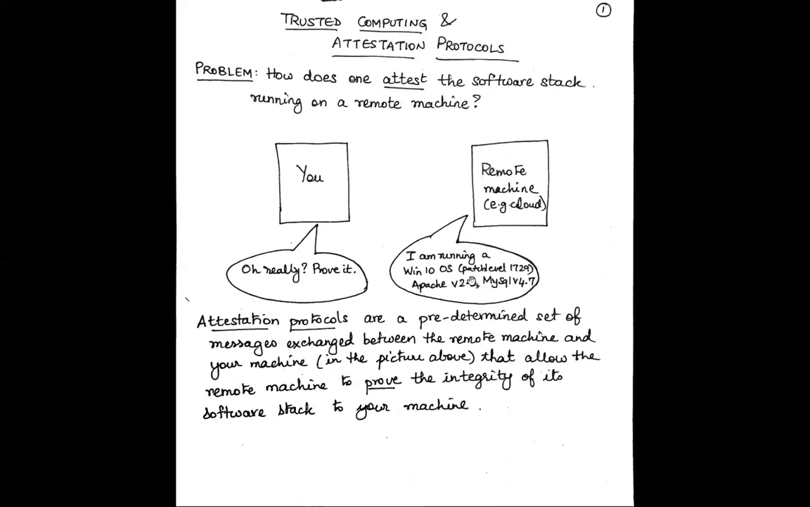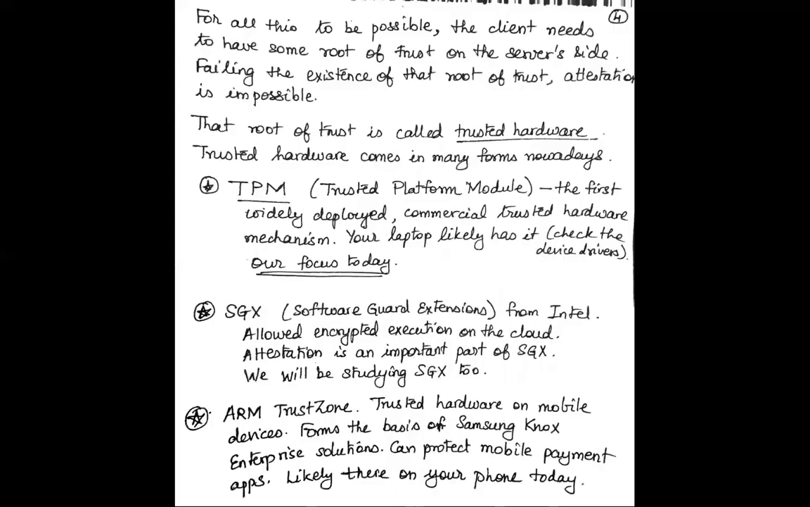So if you have to be able to trust this, you need to have some basis over here on the remote machine, some sort of hook that allows you to establish some trust into what the remote machine is saying. All right. So we will call that basis, that hook, a root of trust. So failing the existence of such a root of trust, such attestation protocols are not possible.